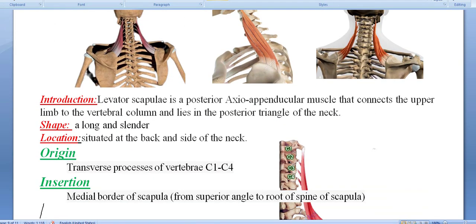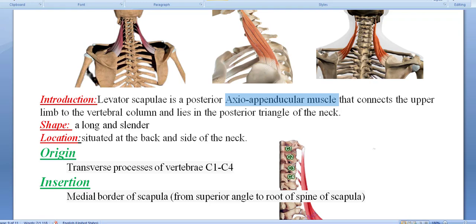Now let's go for it. What is the levator scapulae muscle? It is a posterior axio-appendicular muscle. Why do we call it axio-appendicular? Because it is the muscle which connects your appendicular skeleton to the axial skeleton. You can see this is your axial skeleton, and the scapula belongs to the appendicular skeleton. So that's why we call it an axio-appendicular muscle that connects the upper limb to the vertebral column, and lies in the posterior triangle of the neck.